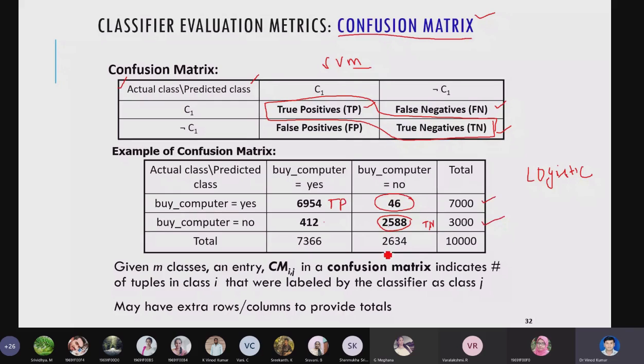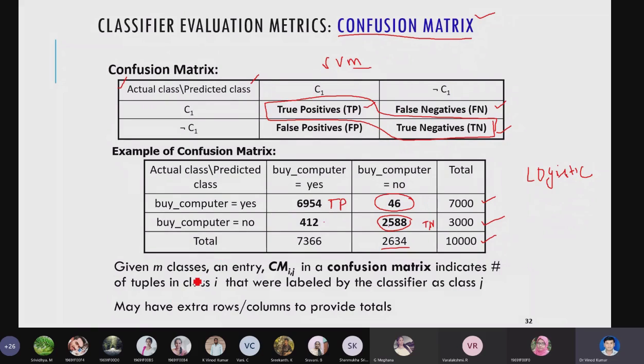If we add these numbers, you will get this number. Adding 46 and 2588 below, you will get 2634. And here you will get 7366. If you add this one and this one also, then you are getting 10,000. So out of 10,000 records, the result we obtained is like this.